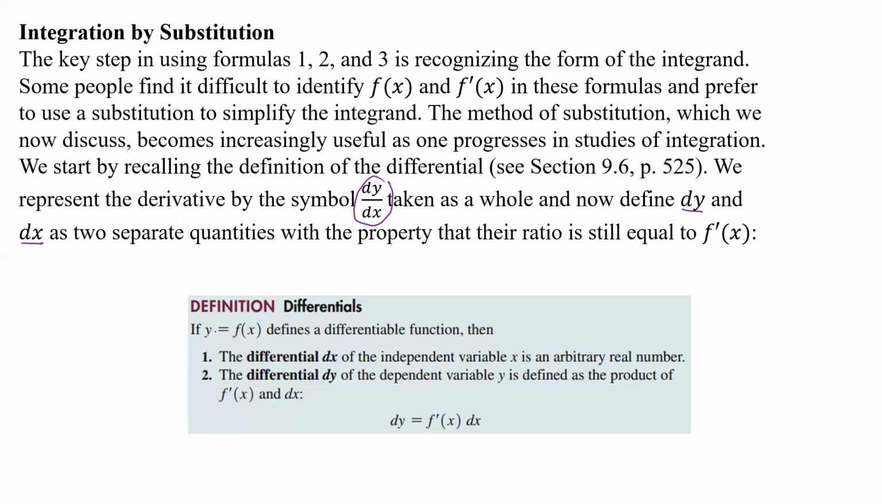So if we have y equals f of x, and that defines our differentiable function, then the differential dx of the independent variable x is an arbitrary real number, and the differential dy of the dependent variable y is defined as the product of the derivative and dx. So dy is the derivative of f of x times dx. And so sometimes you'll see dy dx equals f prime of x, and all we're doing is multiplying both sides by dx, and so we get dy equals f prime of x dx.